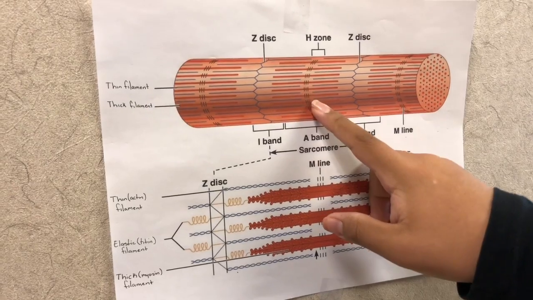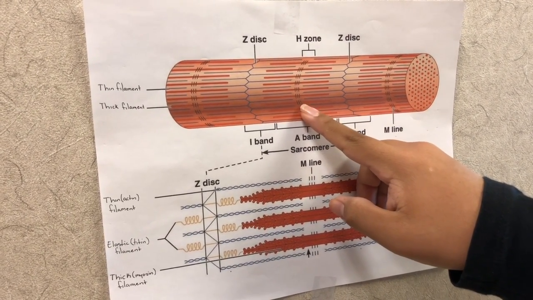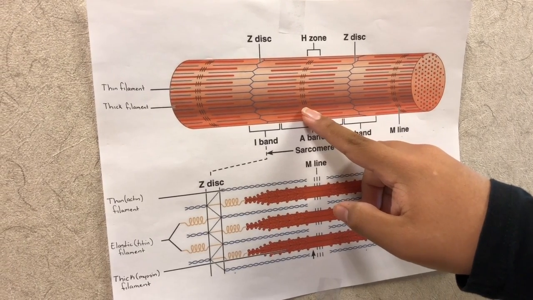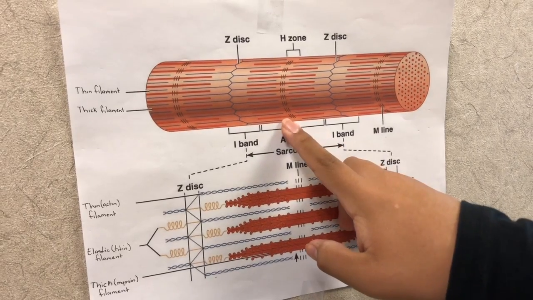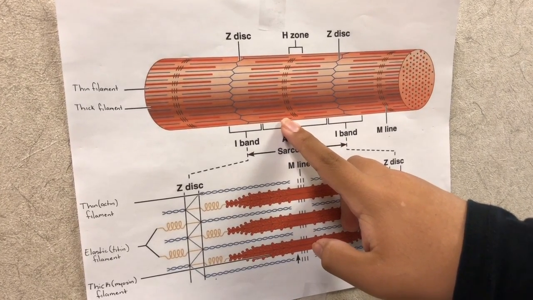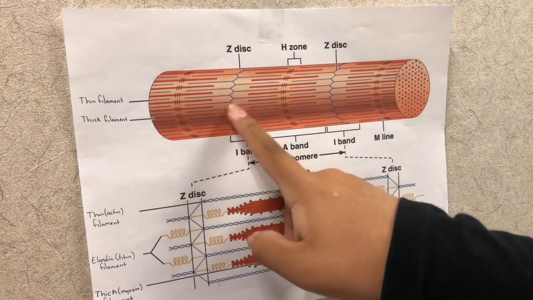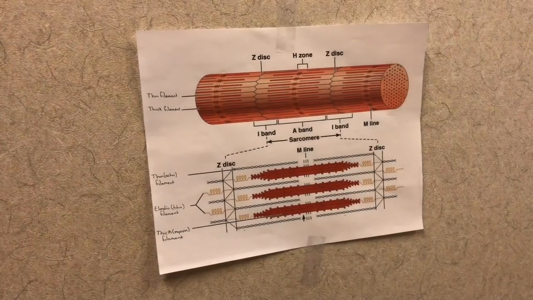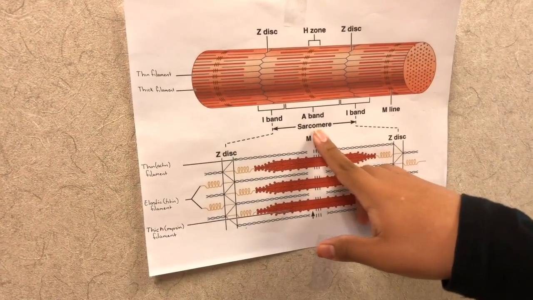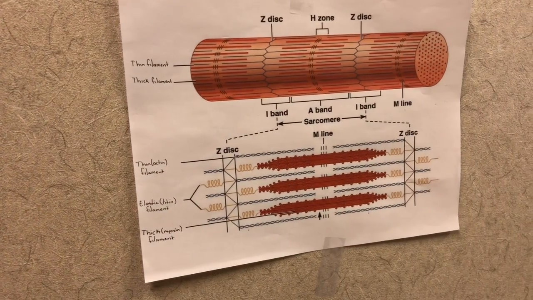So the H zone right here is where the thin filaments don't reach, and then the A band is where the thin and thick filaments are, and then the I band is just the Z line, and then... Did you guys guess? Thin filaments. No. And then the sarcomere is the space between the Z discs.